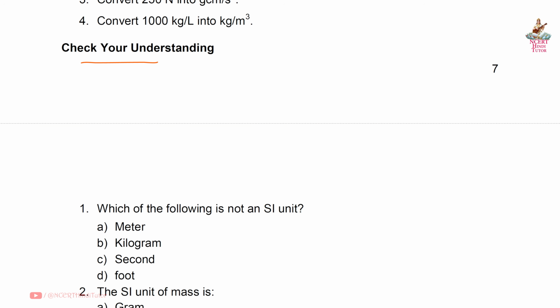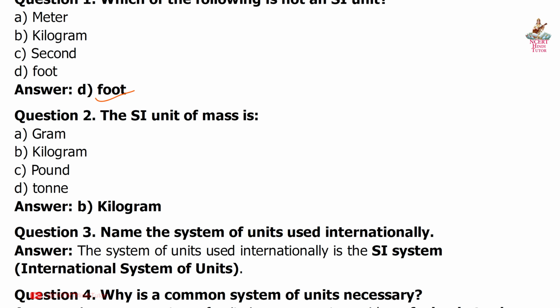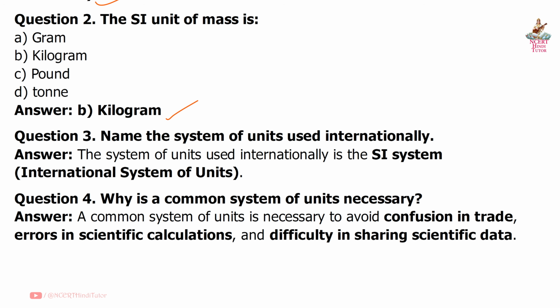Next, check your understanding. Question 1. Which of the following is not an SI unit? Answer D. Foot. Second, the SI unit of mass is answer B. Kilogram. Question 3. Name the system of units used internationally. Answer The system of units used internationally is the SI system. Full form International System of Units.